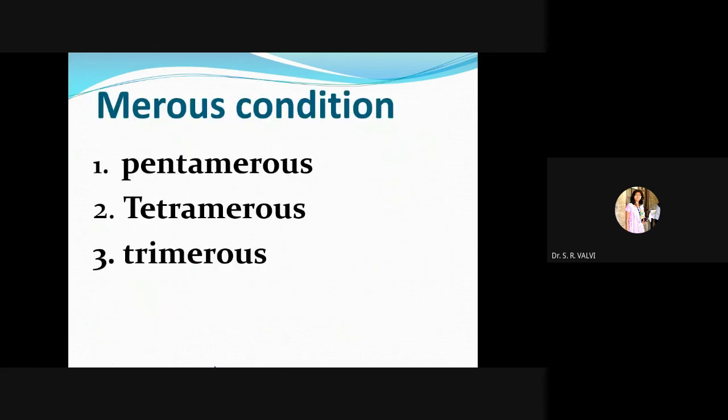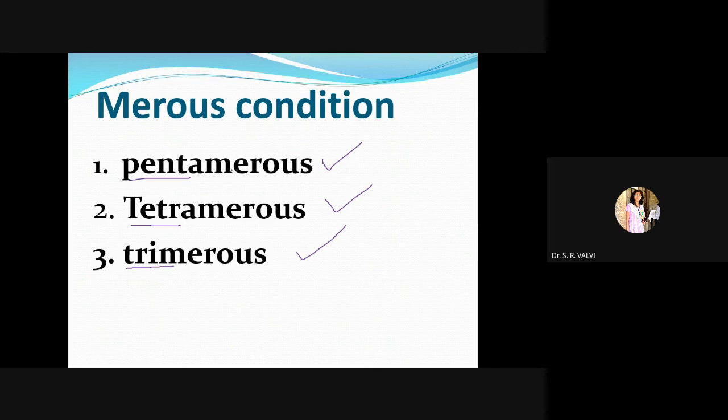Now, merous condition. Now here the next part is merous. So here see pentamerous, tetramerous and trimerous. Now what is this pentamerous, tetramerous and trimerous? So here please do remember, this merous condition is nothing but what? The flower parts are in 5 in the first condition. In the second condition, the flower parts are in 4, right, or in multiples of 4. In the third condition, flower parts are in 3 or multiples of 3.